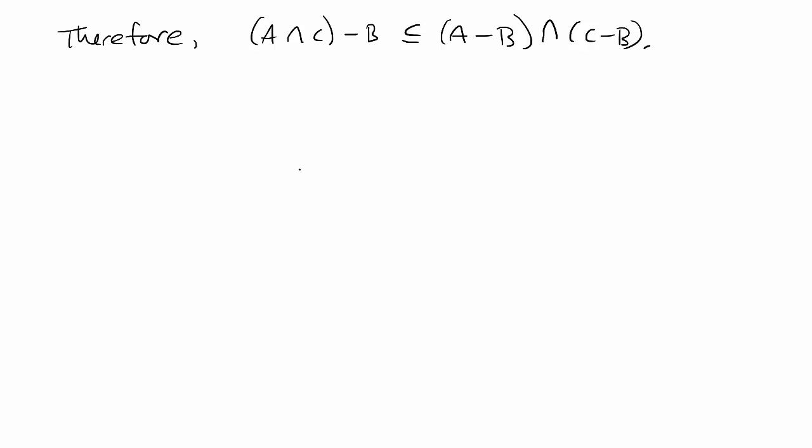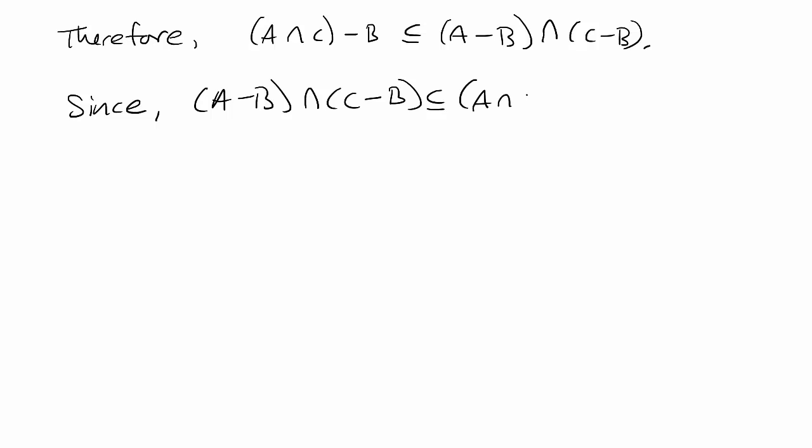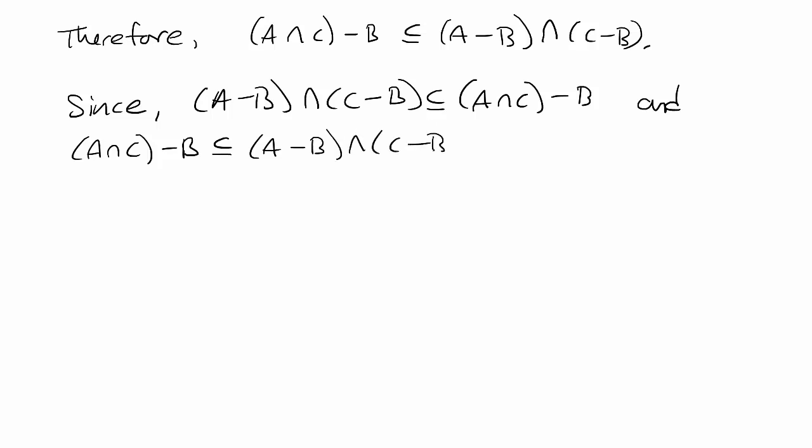Okay, now we're going to conclude the overall proof. So I'm going to say, since the set difference between A and B intersected with the set difference between C and B is a subset of A intersected with C, the set difference of that with B, and A intersected with C, the set difference of that with B, is a subset of the set difference between A and B intersected with the set difference between C and B. So since we have the subset in both directions, then these two things are going to equal each other.